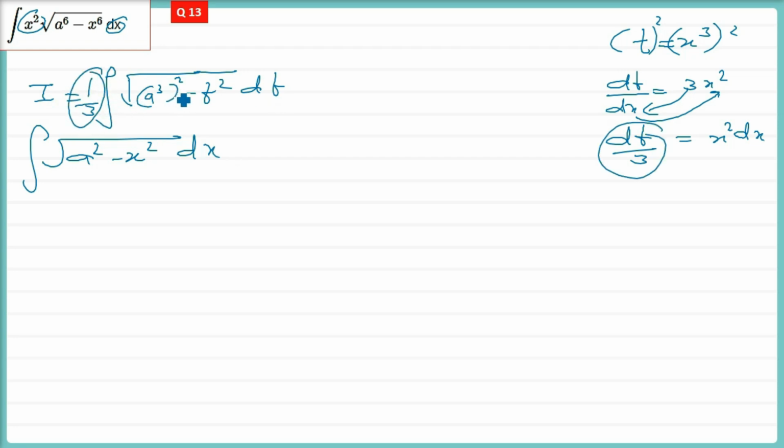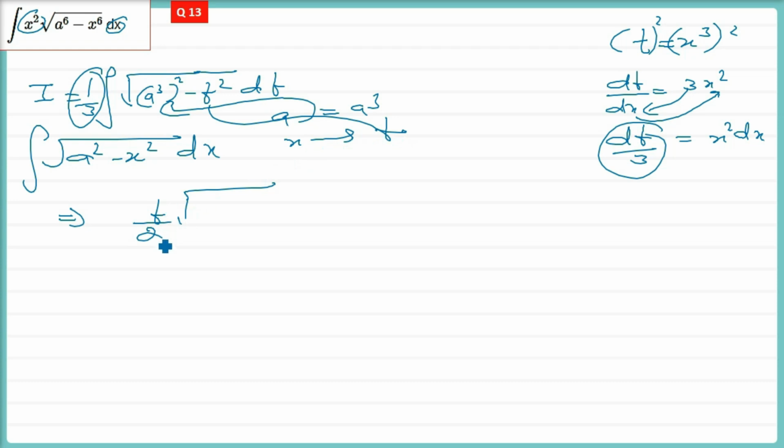We'll just deal this 1 by 3 later. Now this will be t by 2 under root a square minus x square. What is a here? A is x cube. So x you are taking as t, a you are taking as x cube. So (a cube) whole square minus t square, and then plus a square by 2. What is a? A cube. So (a cube) whole square by 2.